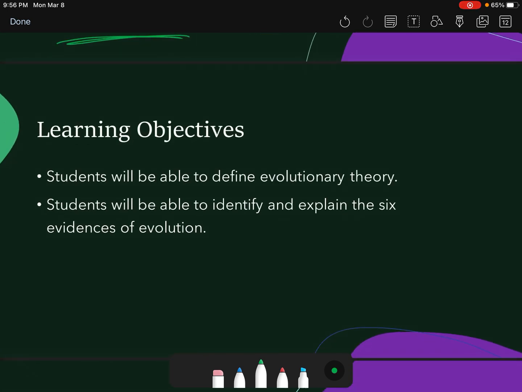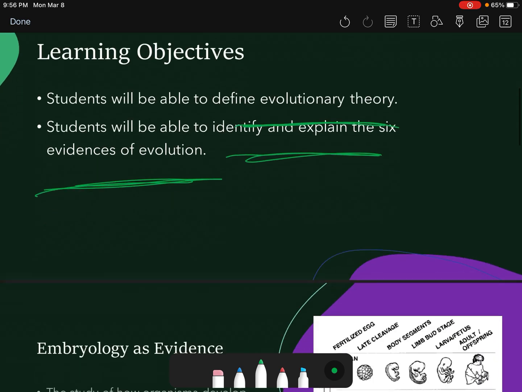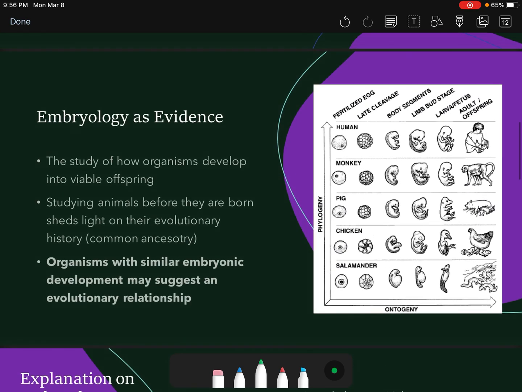Okay, so learning objectives still haven't changed. We want you guys to be able to define evolutionary theory and then identify and explain the 6 evidences of evolution, and today we will go over the final 2. The first evidence that we're going to talk about today is embryology.